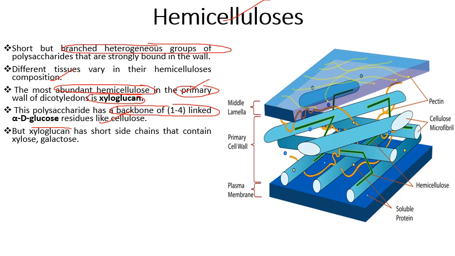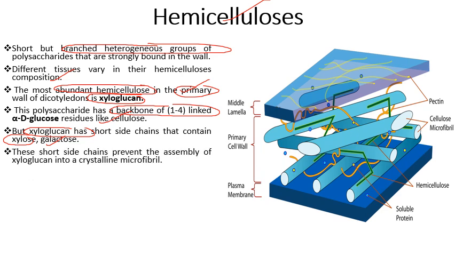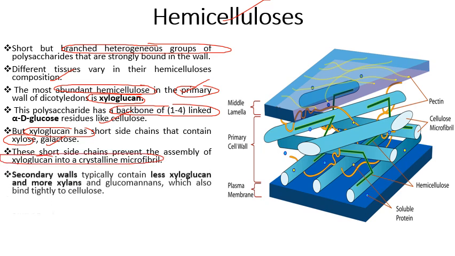But xyloglucan has short side chains that contain two other sugars. One is xylose and the other is galactose. So these sugars, these biomolecules, these polysaccharides, are heterogeneous polysaccharides. These short side chains prevent the assembly of xyloglucans into crystalline microfibers.